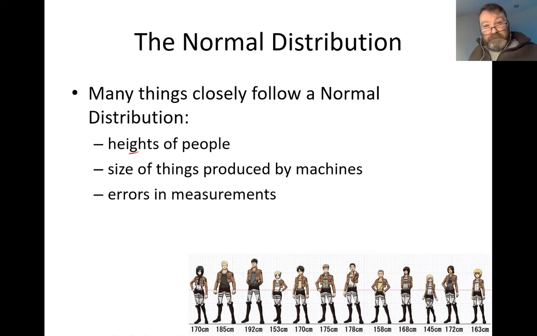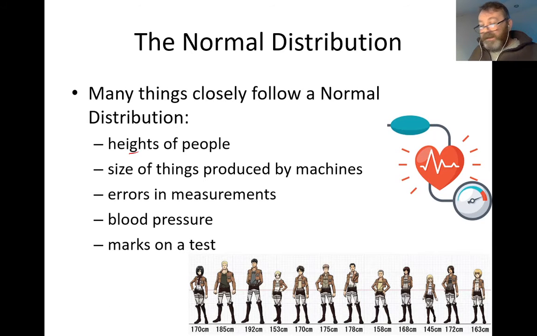Errors in measurement. To err is human. We make mistakes every time we measure anything, particularly if we're measuring with our eyes. Blood pressure, again, we would say it's normally distributed. And finally, the marks on a test, which are linked to IQ.